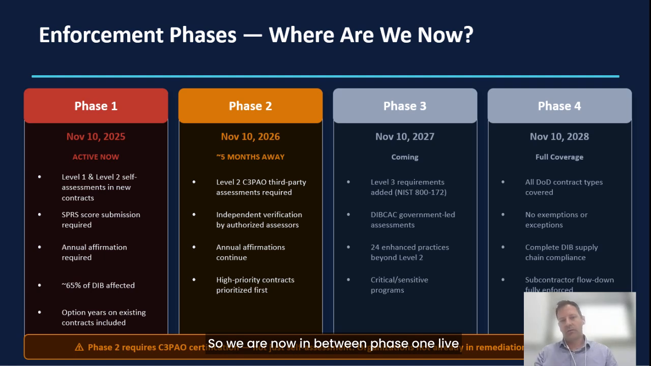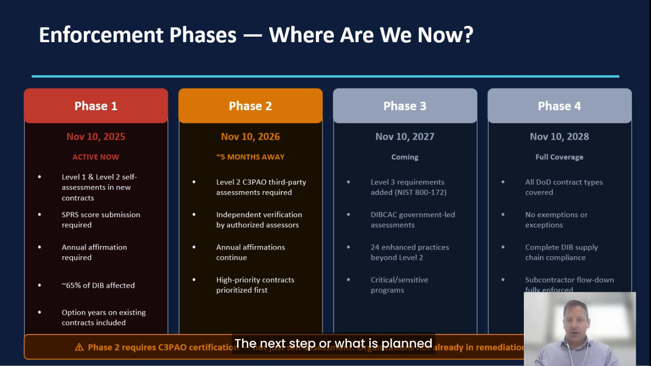So we are now in between phase 1 live and phase 2, which is where we'll need to have the assessments by a third party certified consultant. And we're heading towards completing this by November 2026. So now is really the time where you need to find your C3 PAOs and start to work with them on the implementation of level 1 and level 2.